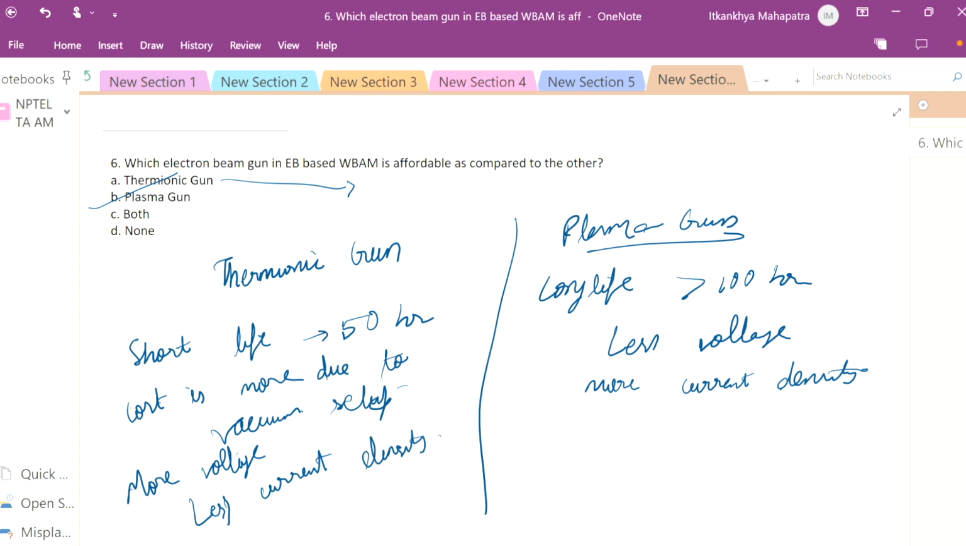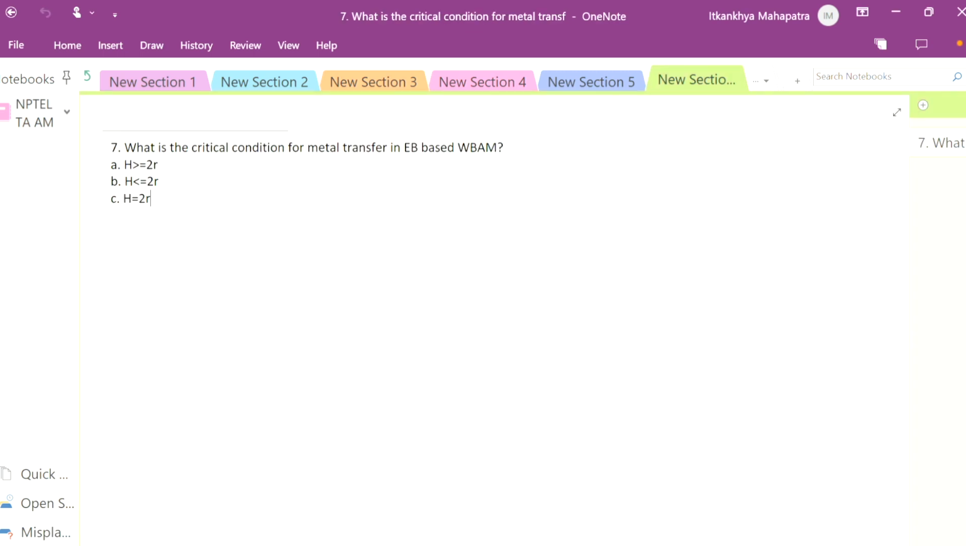Now the next one. What is the critical condition for metal transfer in electron beam based wire additive manufacturing? There are two methods for metal transfer mode. One is droplet transfer, another is molten metal bridge.